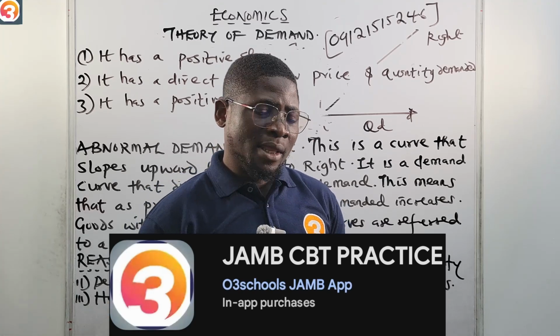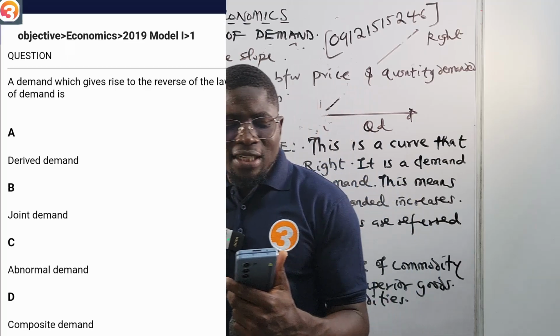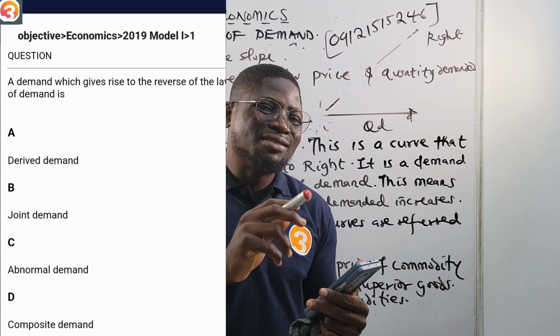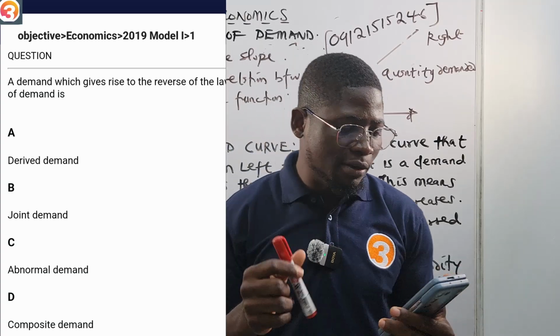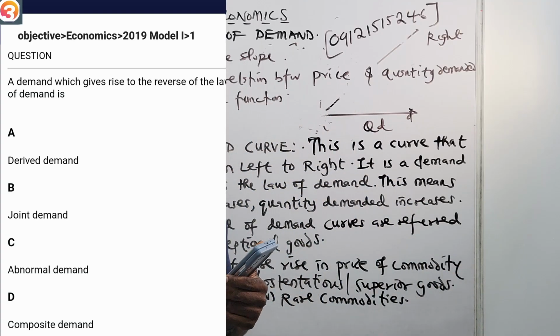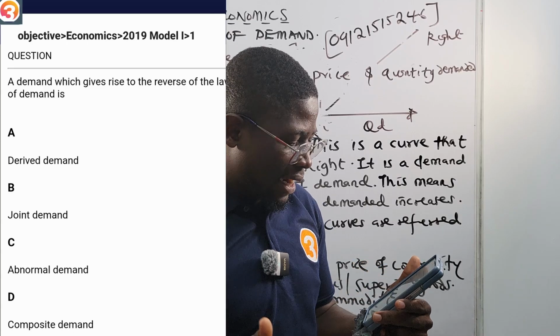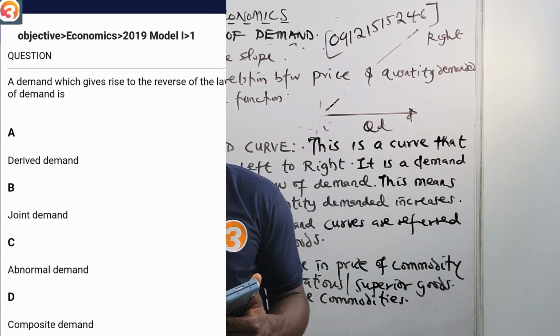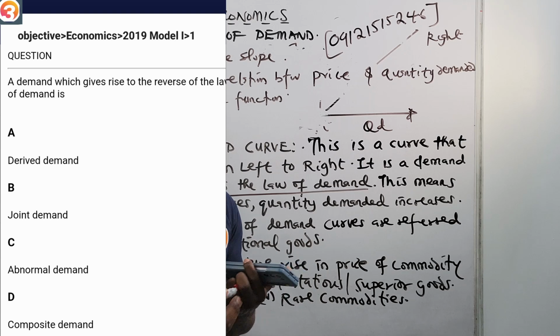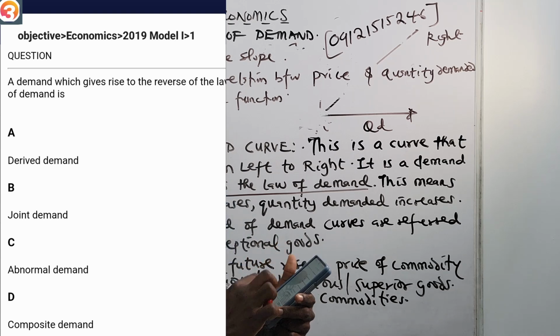2019 number one. It says a demand which gives rise to the reverse of the law of demand. A says derived demand. B says joint demand. C says abnormal demand. D says composite demand. Obviously, if I look at it, it is abnormal demand. It disobeys the law of demand. Okay, it gives the reverse of the law of demand. All right, so take note of that.